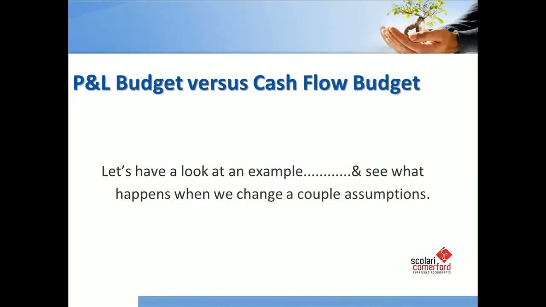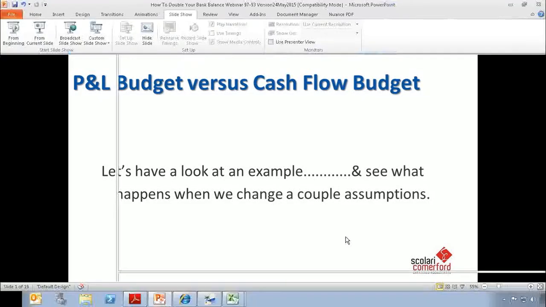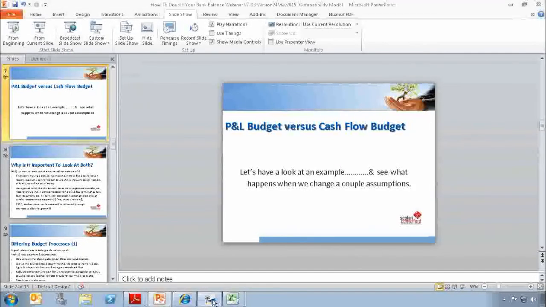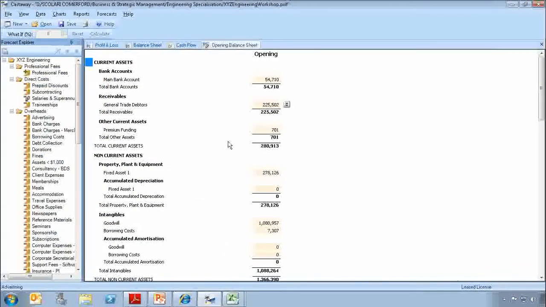So let's look at an example of profit and loss budget versus cash flow budget and see what happens when we change a couple of assumptions. So what I'm going to call up here is a three-way budgeting model that we've been using now probably for about the last 4 or 5 years.